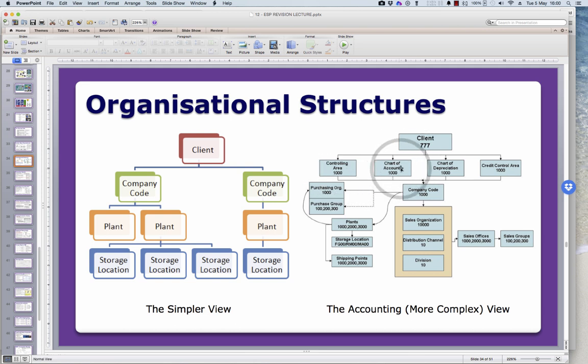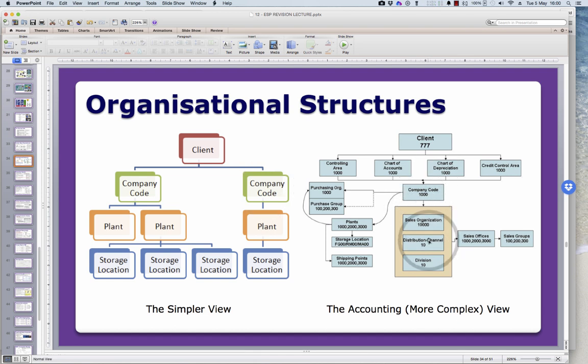Chart of accounts for Germany, so that's how their accounts are formed, and you have to set that up before you can do anything with ERP. In our case it's done for us by SAP through the University Alliance, but if you had a system, normally you'd have to set up the chart of accounts, add a chart of depreciation, and you'd have a credit control area as well. And then down below that you have the company code, which is this.